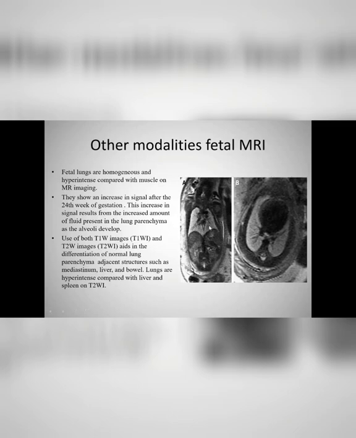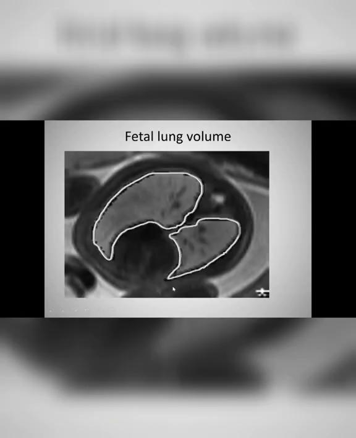We can do assessment of the fetal lung maturity by fetal MRI. The fetal lungs are homogeneous and hyperintense compared with muscles on MRI. They show an increase in signal intensity after 24 weeks of gestation, and this increase in signal results from the increased amount of fluid present in the lung parenchyma as the alveoli develop. We can use both T1 weighted and T2 weighted images to aid in the differentiation of normal lung parenchyma and adjacent structures such as the mediastinum, the liver, and bowel. The lungs are hyperintense compared to the liver and spleen on T2 weighted image. This is hyperintense lung compared to the liver and spleen, and it is a sign of fetal lung maturity.